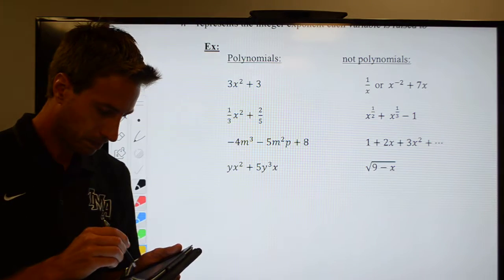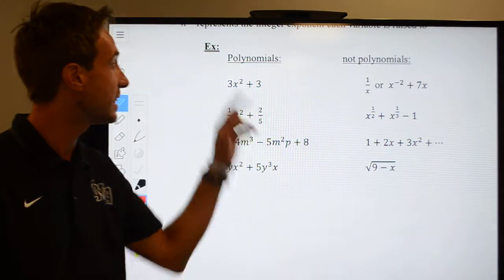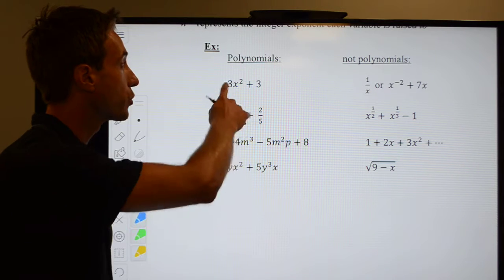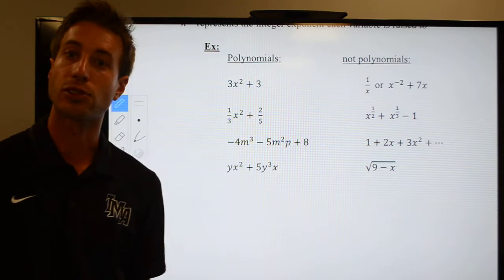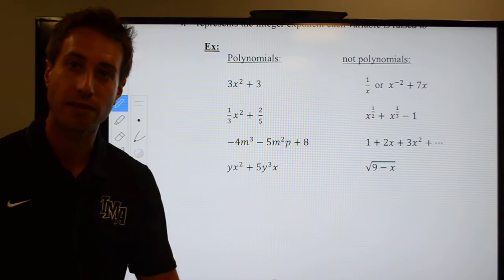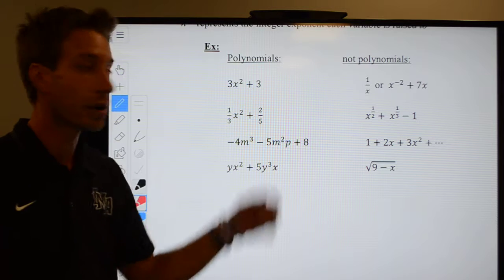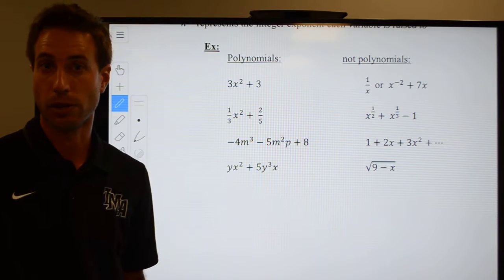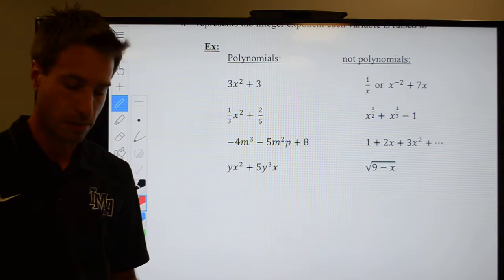So here we go. In the first one, what we've said is that this is a polynomial, and it should make sense. It's a binomial. There are 2 terms, 3x squared and the plus 3 being the second term. There's nothing that should be out of the ordinary there. I'm not dividing by a variable. My power is a whole number, and it ends. It's only 2 terms, right? It's a finite sum of terms.